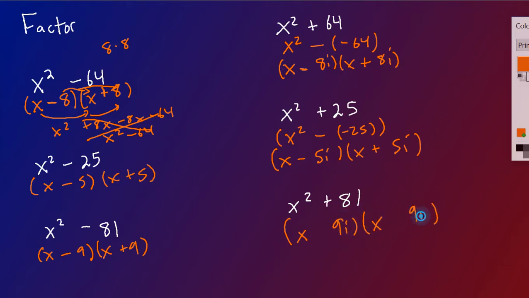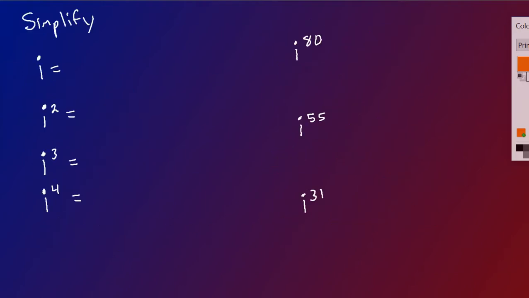9i, minus plus. And the reason I got that is I rewrote it as this. So the square root of negative 81 is negative 9 and 9i. Okay, so sometimes we're asked to simplify, and we're going to want to make sure that we recognize this chart.